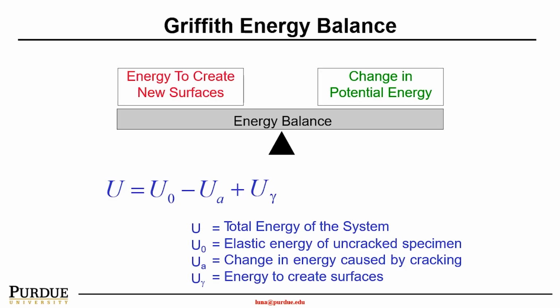So that's from a mechanics standpoint. And Griffith approached this from an energy standpoint. So in Griffith's theory, in the 1910s, he published his first PhD thesis. And in that thesis, he argued the total energy of the system should be balanced.